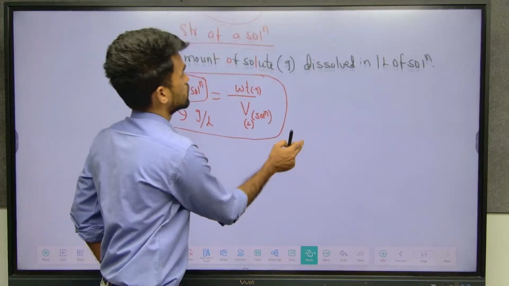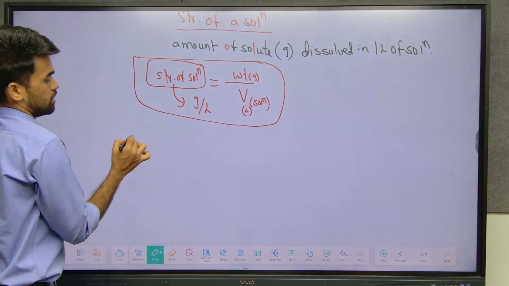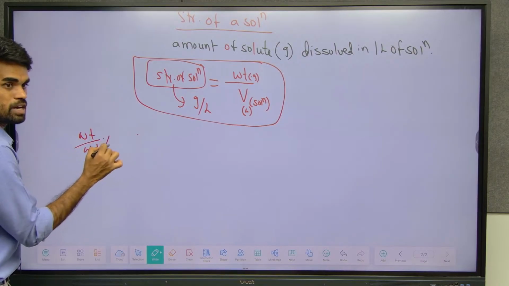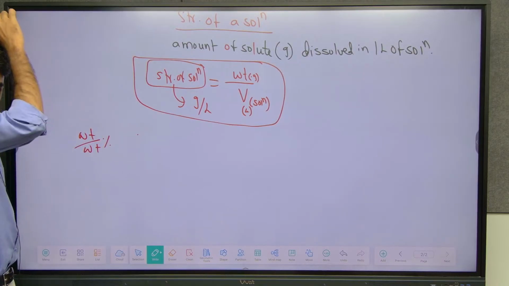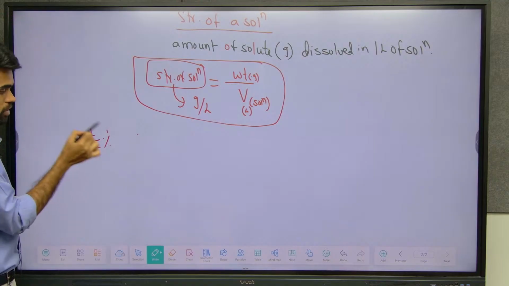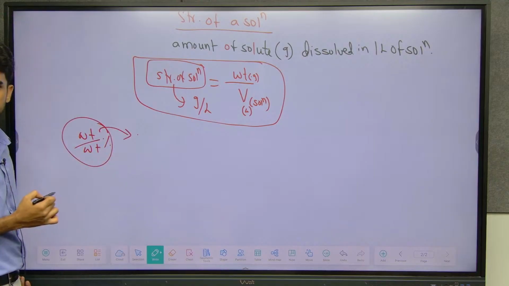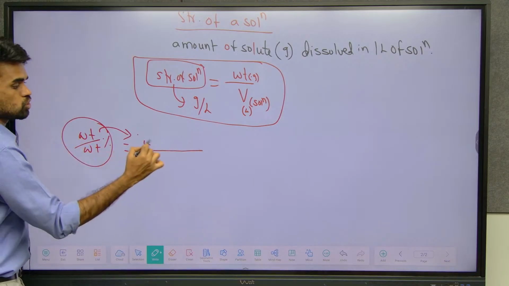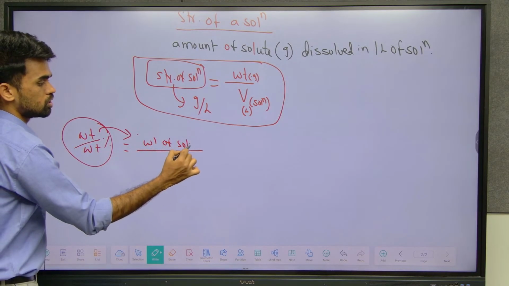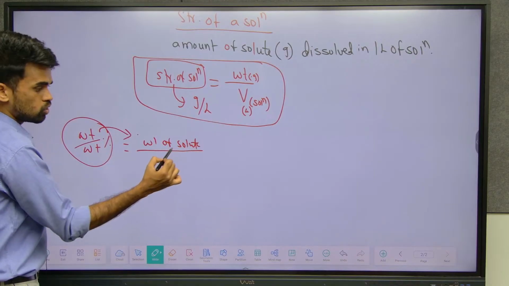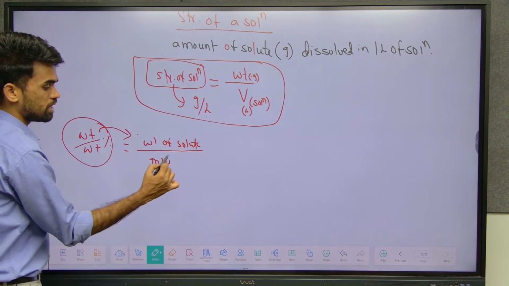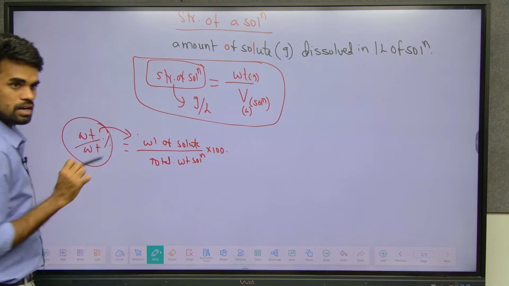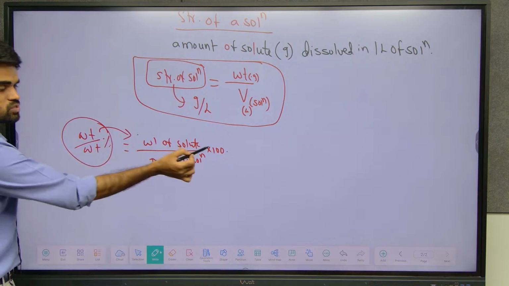So now, next thing. Weight by weight percentage. Do you remember this concept? Weight by weight, volume by weight, volume by volume. We discussed them in the initial classes. Tell me the definition or formula for this. Weight of solute present in total weight of solution into 100. Like this we did. Okay, percentage, that's why you are taking 100.